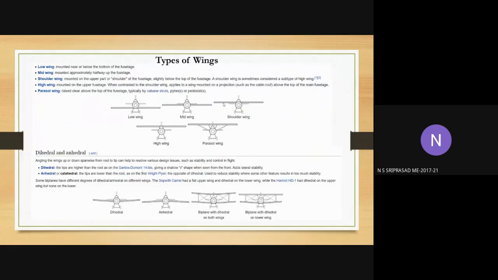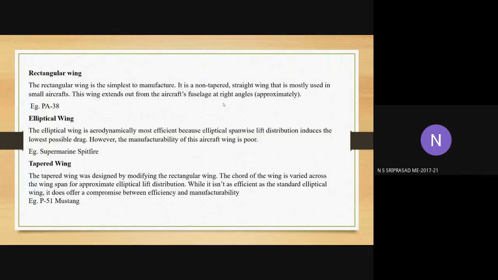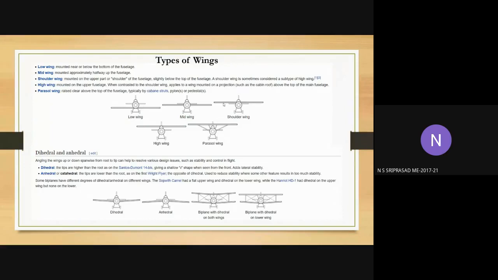All right, so now you know that you have seen so many types of wings and so many different configurations of wings. So this is the last section. I will talk about the different types of wings and then we can wind up.